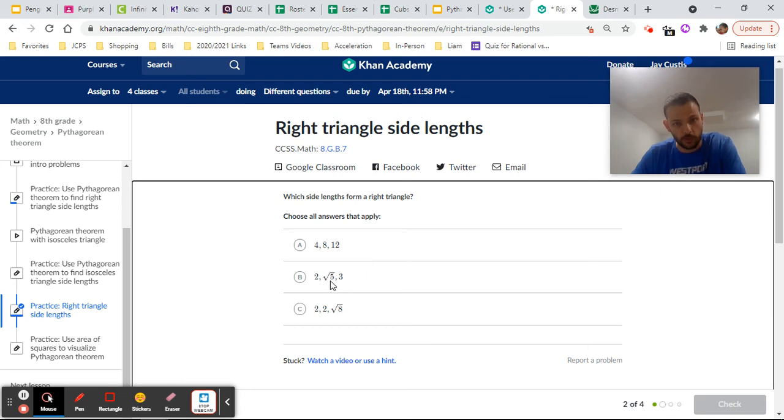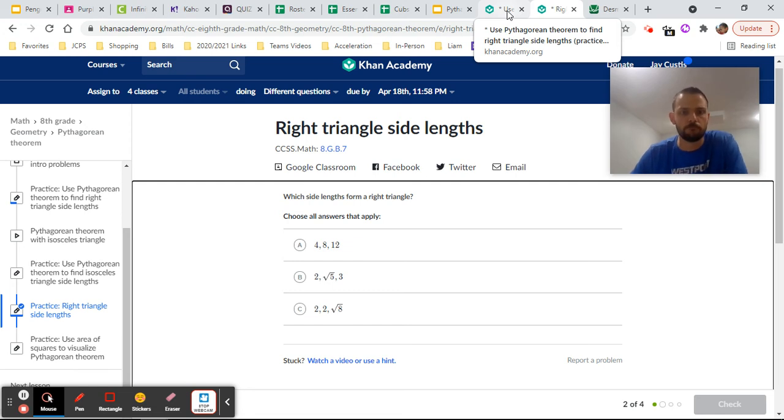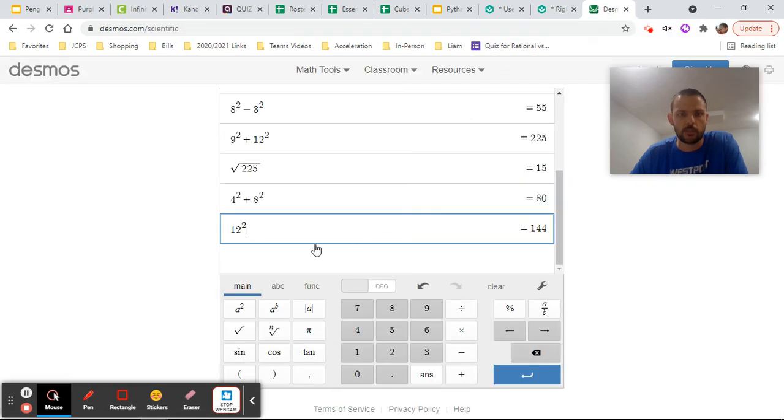2, square root of 5, and 3. And important to know here, the square root of 5 is a little less than 3. So 3 is the hypotenuse. It looks like they have them here in order, legs and then the hypotenuse last. So 2 squared, and the square root of 5 squared is just 5. And then it was 3. All right, so that one is a right triangle. We get 9 on both of those.